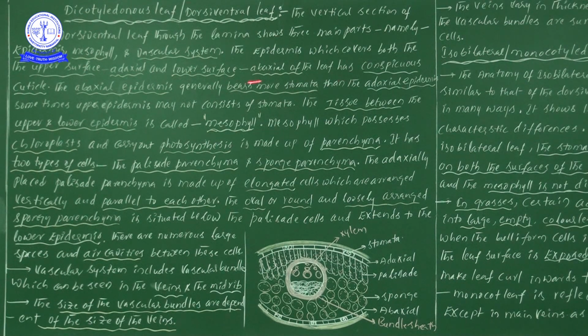Now of the leaf, here once you see, this particular leaf has a conspicuous cuticle, meaning both epidermis are covered by it. Definitely we can see the presence of a conspicuous cuticle very clearly, we can understand or very clearly observe.